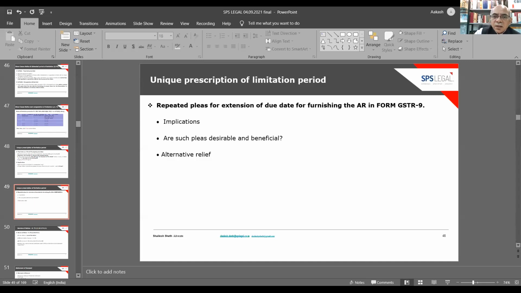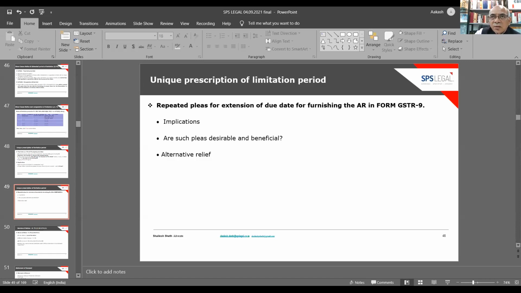Why are we seeking the extension of the due date for furnishing the GSTR 9? Why can't we say that you do not extend the due date for furnishing the annual return, but you waive the late fee and penalty by prescribing a particular date by which, if the annual return is filed, your due date remains the same, but your late fee and penalty is waived.